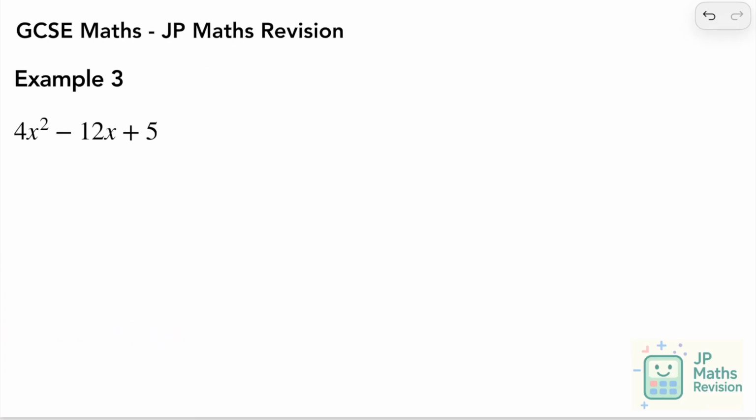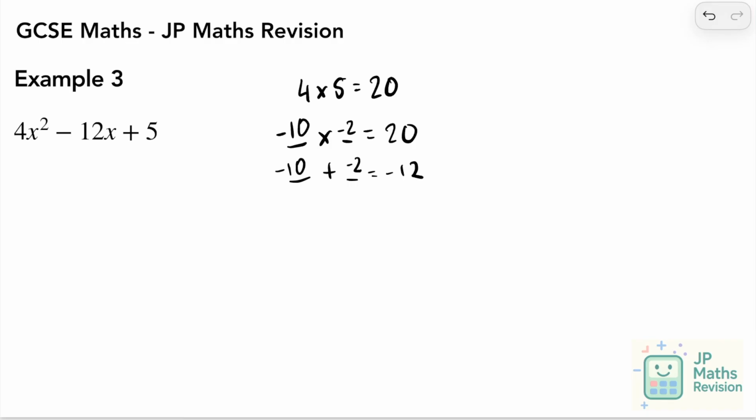So this next example, we have 4x squared minus 12x plus 5. So again, step 1 is the same. We're going to do 4 times 5, which is 20. And then we need to think of two numbers that multiply to 20 and add to make minus 12. So in this case, we could have minus 10 and minus 2. So we're going to write this as 4x squared minus 10x minus 2x plus 5.